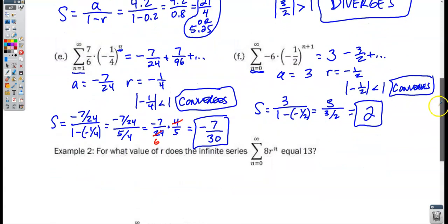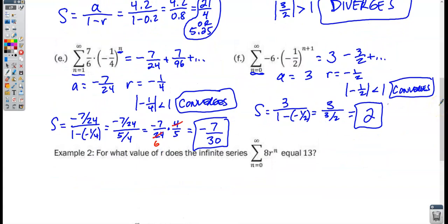All right, let's look at example 2. For what value of R does the infinite series sum from 0 to infinity of 8 times R to the n power equal 13? So, first of all, we're trying to determine what value of R makes this equal 13. That tells us right away that R has to be in between negative 1 and 1, because that's the only way that this series converges, which is the only way that the sum can be equal to a particular value. So we know R is between negative 1 and 1.